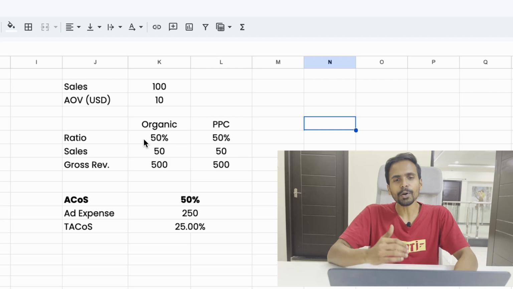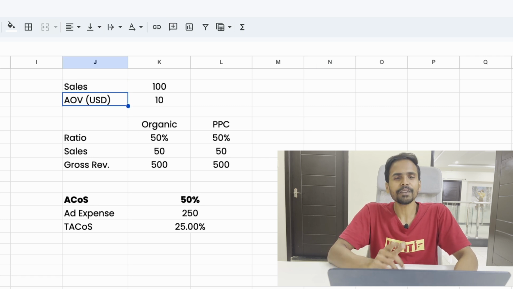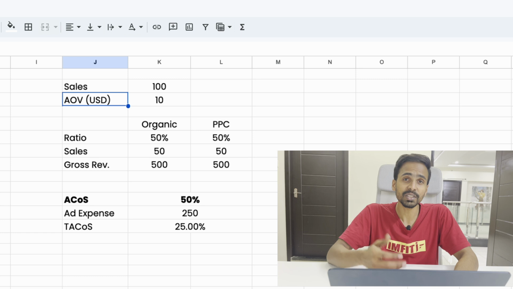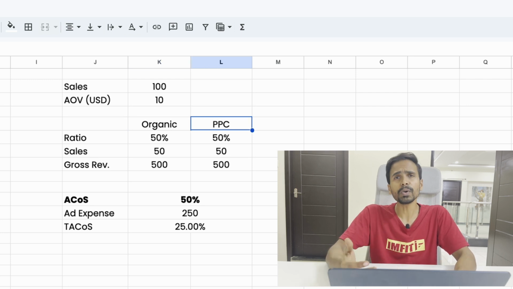If you closely look at my screen, there are a couple of sections here. The first one is your sales, and then I have a section called AOV, which is your average order value. And then I have a couple of metrics here. I want to understand what percentage of my sales are coming organically, and also what percentage of my sales are coming through PPC. These two metrics are really important, and you will understand the reason by the time I complete this video.